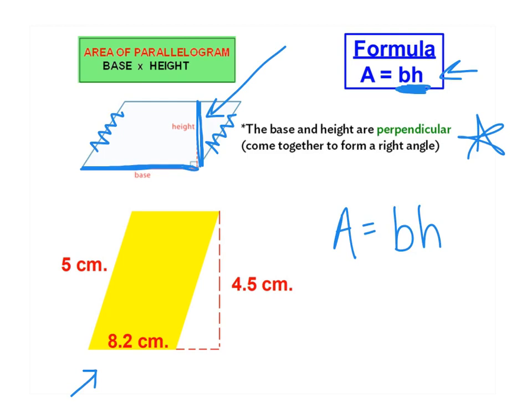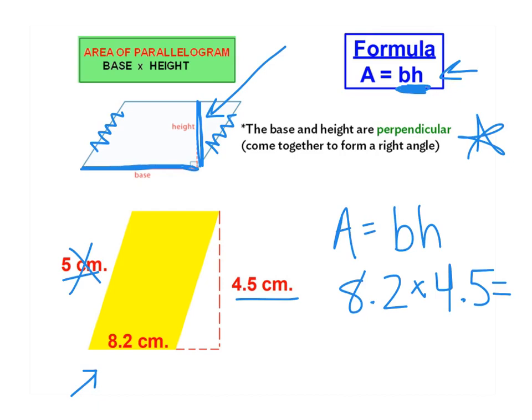I like to write the formula each time just because it helps me remember and think about what I'm going to do. So when I look at this, I see I'm going to have to do 8.2 times my height of 4.5. So that means right now 5 centimeters is just the length of that slanted side. It's extra information. I do not need it in order to calculate the area. So I'm going to multiply those.